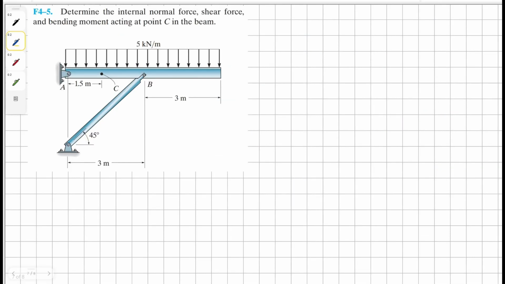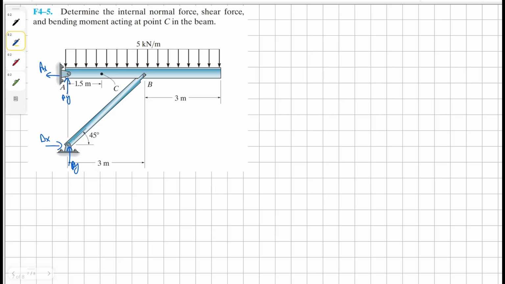Determine the internal normal force, shear force, and bending moment acting at point C in the beam. To solve this problem, first of all, we need to find our external reaction forces and our external pin connections. We're going to have AX, AY, DY, and DX. Because we just have to look for our internal forces at C, we just need to find our external reaction forces at point A, because we're going to take the leftmost portion of this beam from point C.